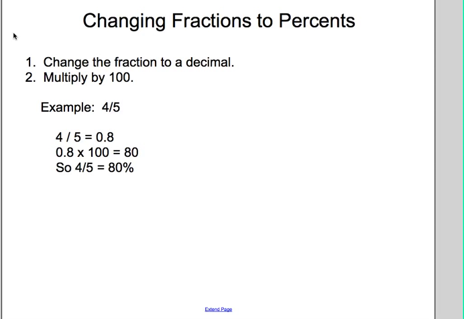Let's put this example in here as well. So let's say, for example, your fraction is 4/5. Now, if we do step 1 and change the fraction to a decimal, we will find out that 4/5 equals 0.8, or 8/10. And if we take 0.8 and multiply that by 100, it equals 80. So 4/5 equals 80%. Make sure you have these instructions copied into your notes.